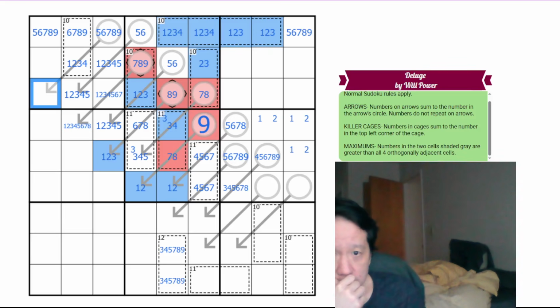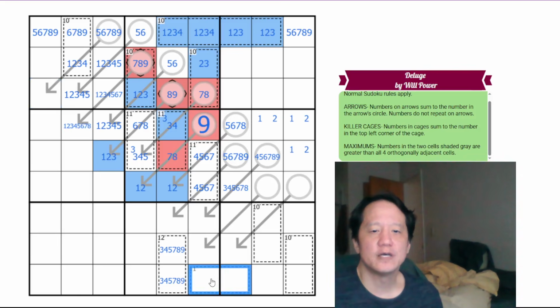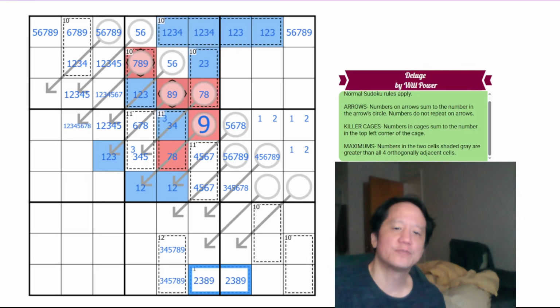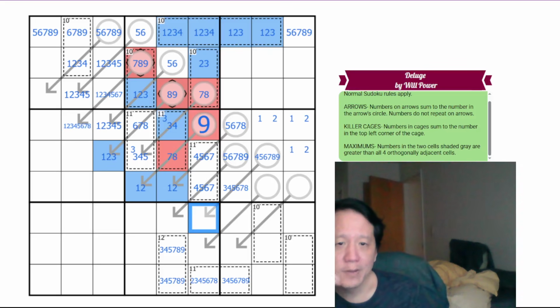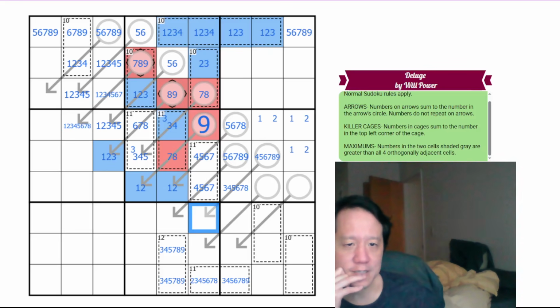Interesting. To add up to 11, again, 2, 9, 3, 8, 4, 7, 5, 6. 9 cannot be here, so this can't be 2. That doesn't help us much.